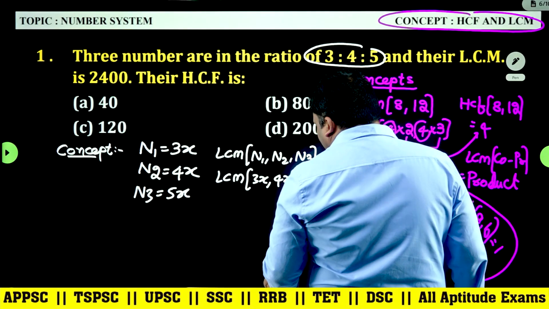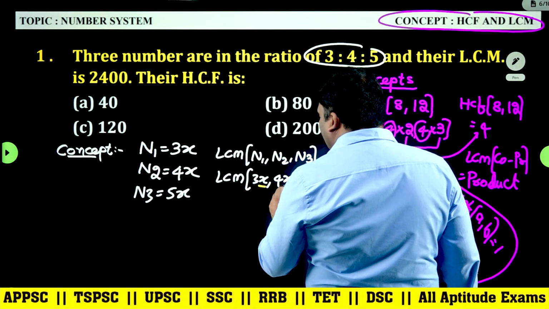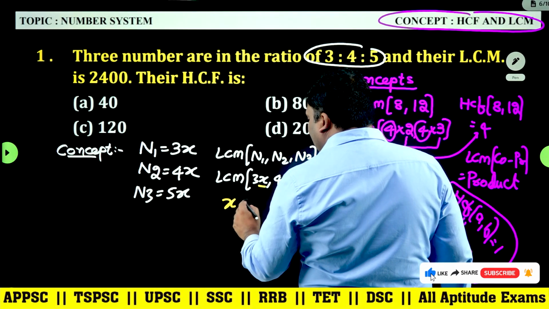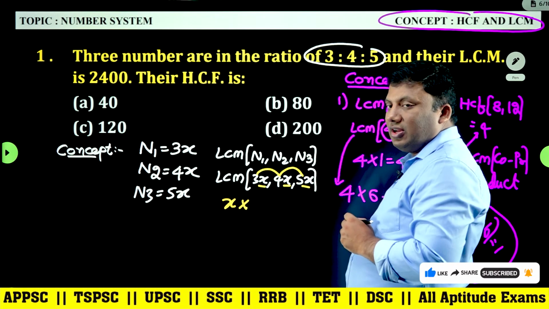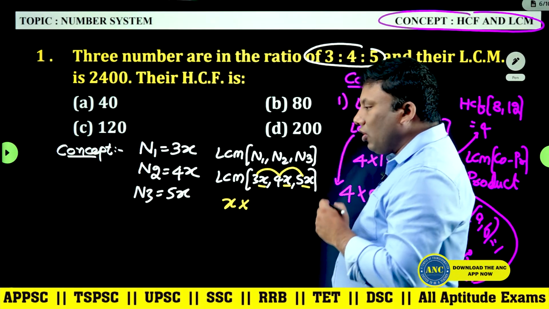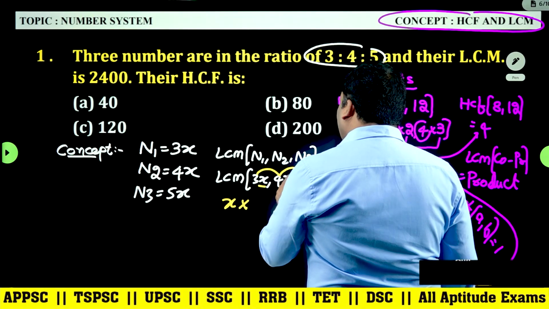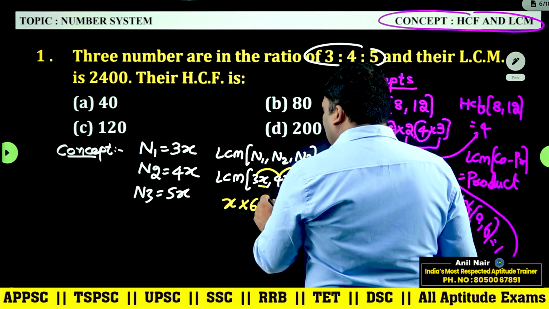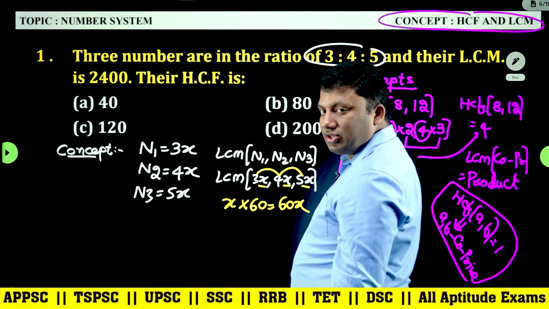The LCM of 3x, 4x, and 5x. Listen carefully. What is the common factor? x. Write down x. Then 3, 4, 5 are co-prime numbers because they have only one factor common, that is 1. That means the LCM of co-primes is their product. 3 fours are 12, and 12 fives are 60. So it is 60x.